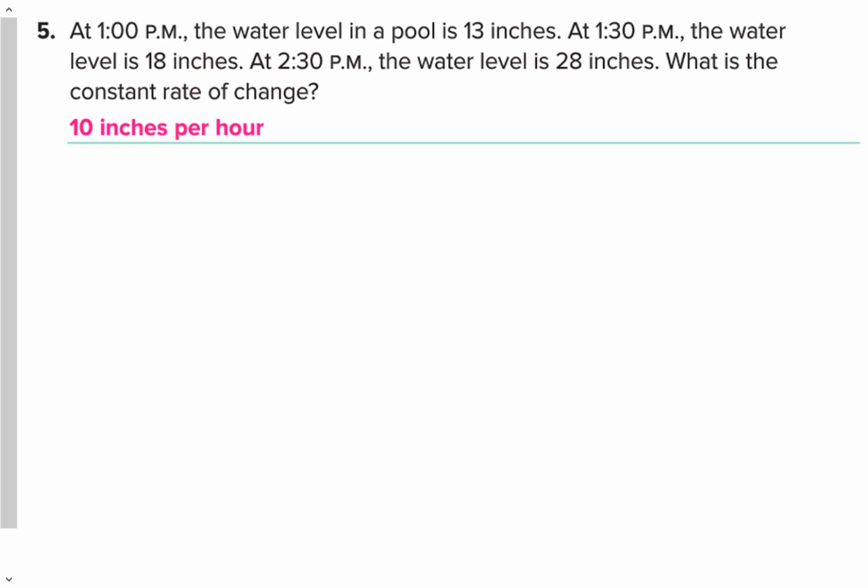Here's our last example. At 1 p.m., the water level in the pool is 13 inches. At 1:30, the water is 18 inches. And then at 2:30, the water is 28 inches. What is the constant rate of change?